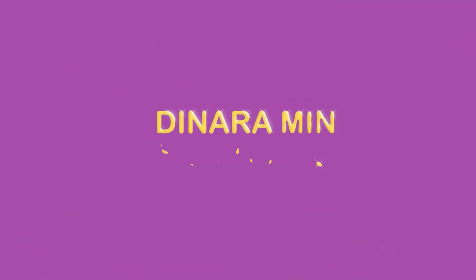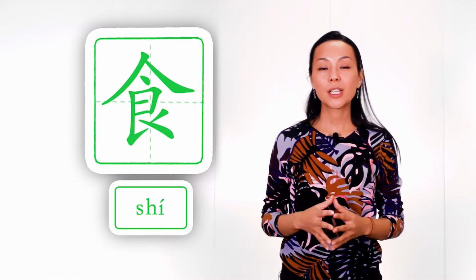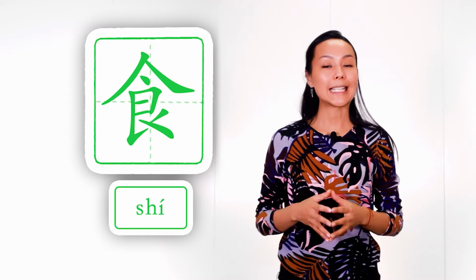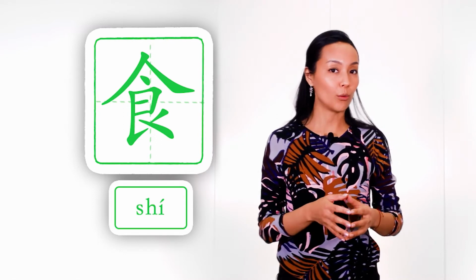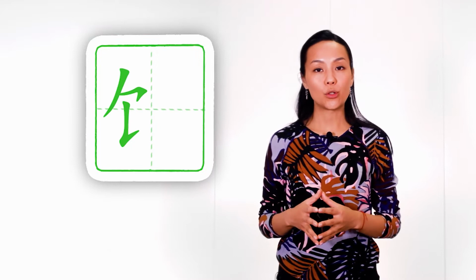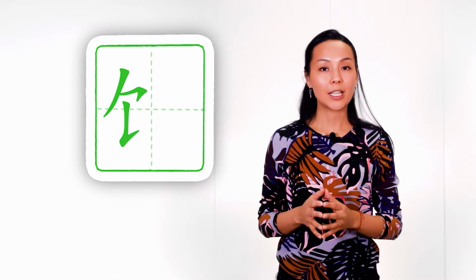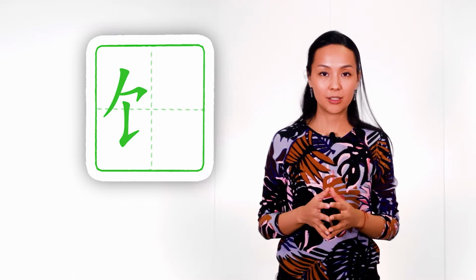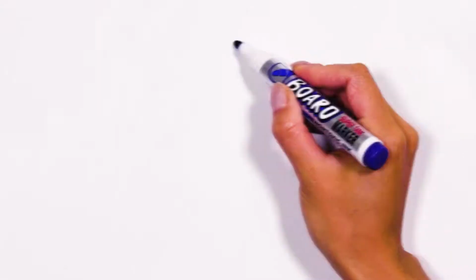This is Dinara in school, and in this class we're going to study radical food, meal, 食. This radical has two forms: the main form, which is used in characters and as a separate word, and shortened form, which is used only in characters and stays on the left. Now let's see how we draw it.